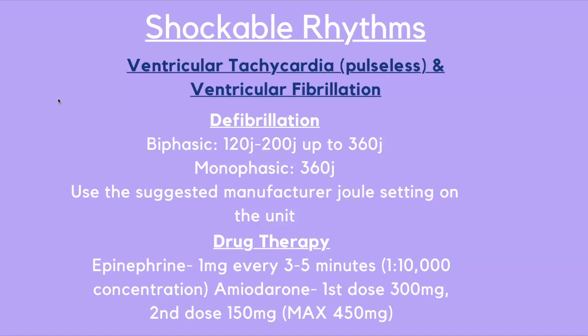So that's how I remember which rhythms are shockable. Pulseless, keyword is pulseless, for V-tach and V-fib. With defibrillation, biphasic is 120 to 200, up to 360. Monophasic is 360. Drug therapy: epinephrine is 1 milligram every 3 to 5 minutes. Amiodarone, the first dose would be 300, second dose would be 150.